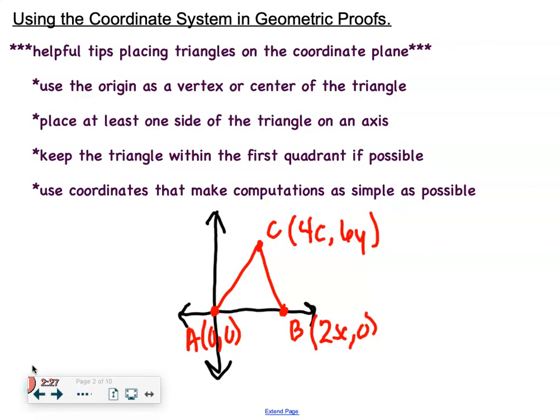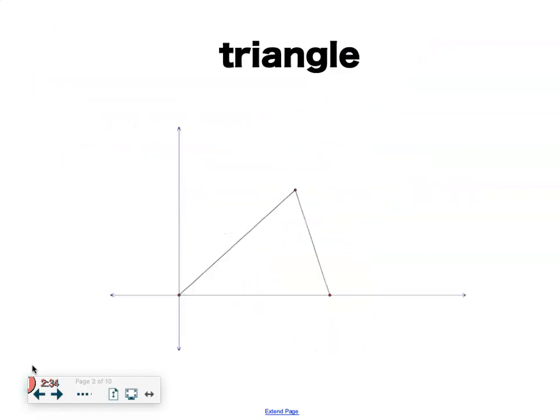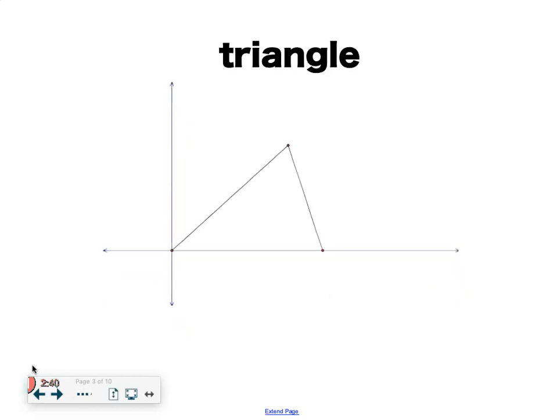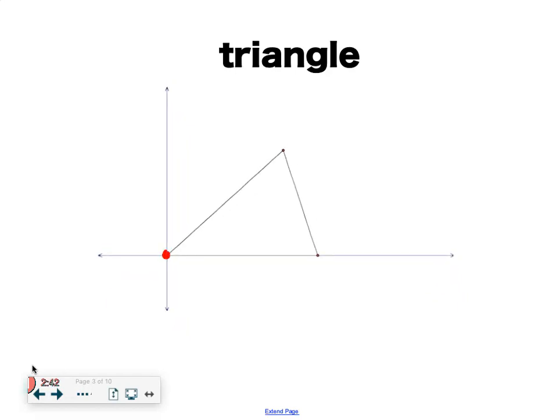I know, already confused. It is confusing. So let's try to label some of these together. This is where we're at. You should have this picture in your notes, where it says triangle. Let's start with the easy one. Let's call it A. What's this ordered pair? 0, 0. We love that. We love 0, 0.